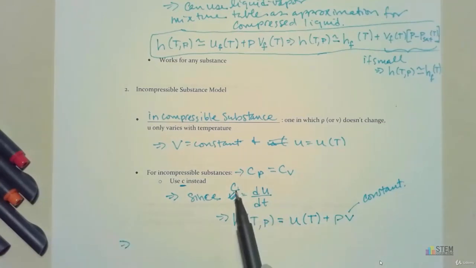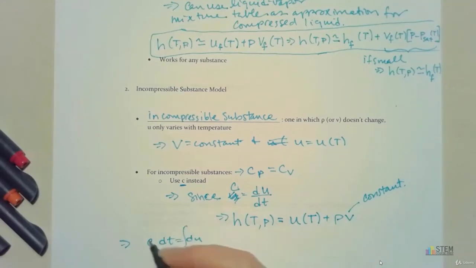With this, if we know C is equal to du dT, if you think about it, you can rewrite it like that. Integrate both sides. And then let's put the U terms on the left. We'll have U2 minus U1 equals C times the change in the temperatures.